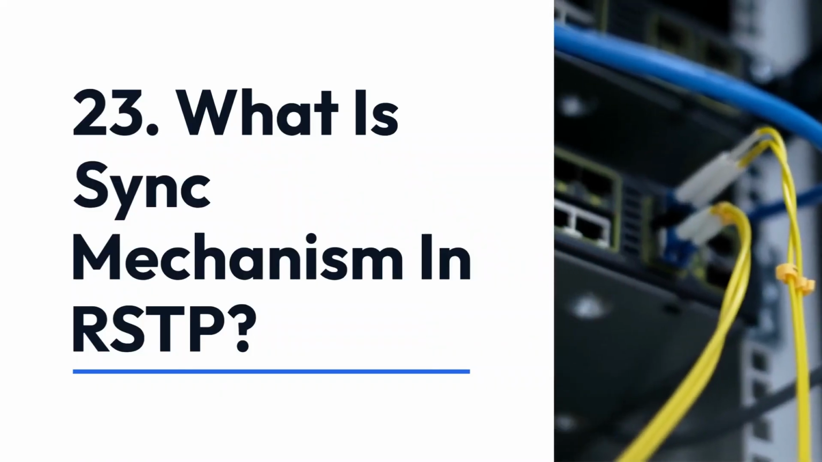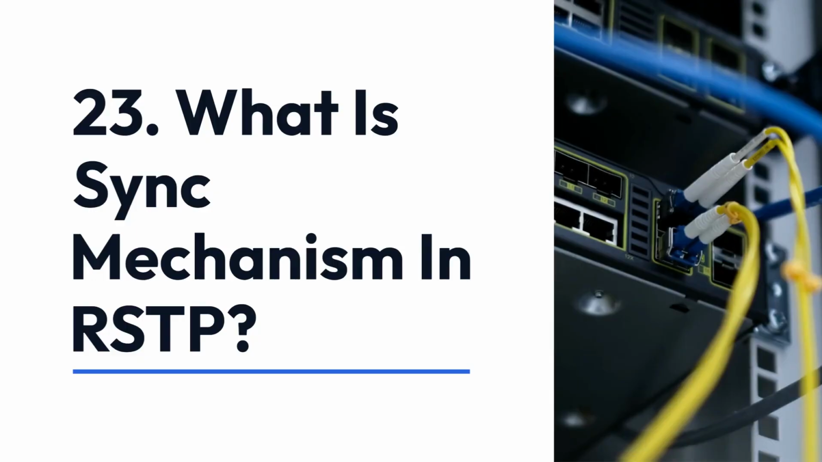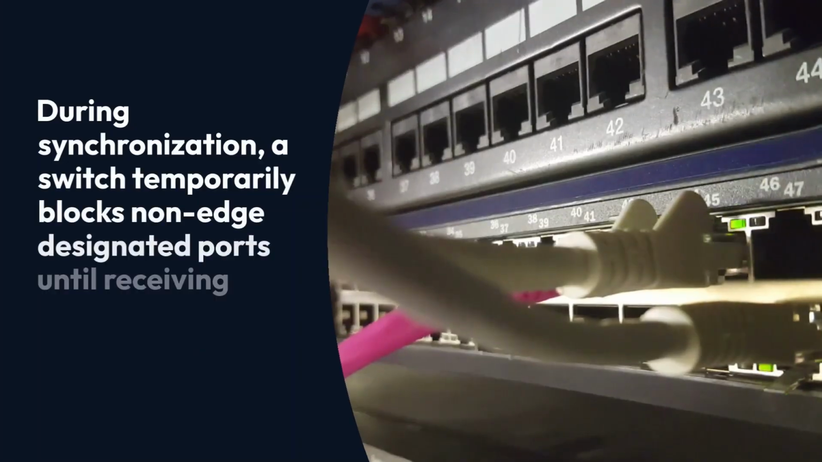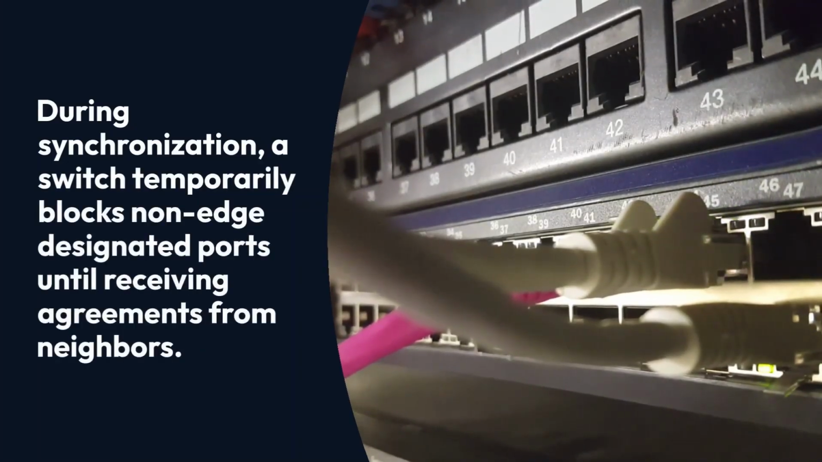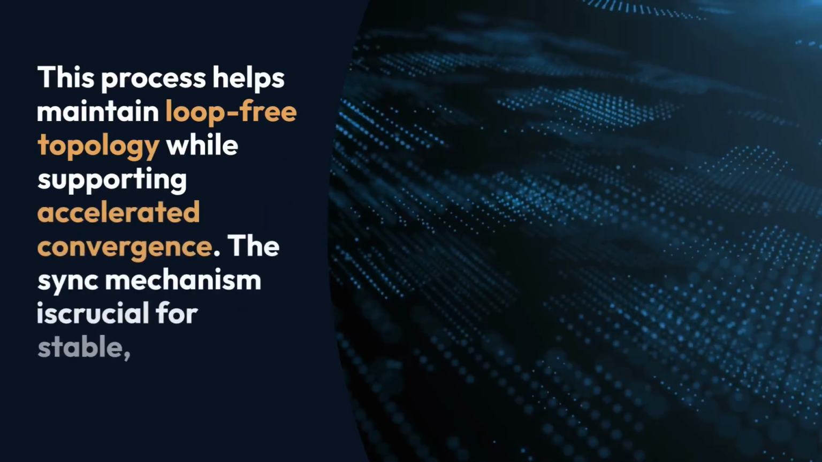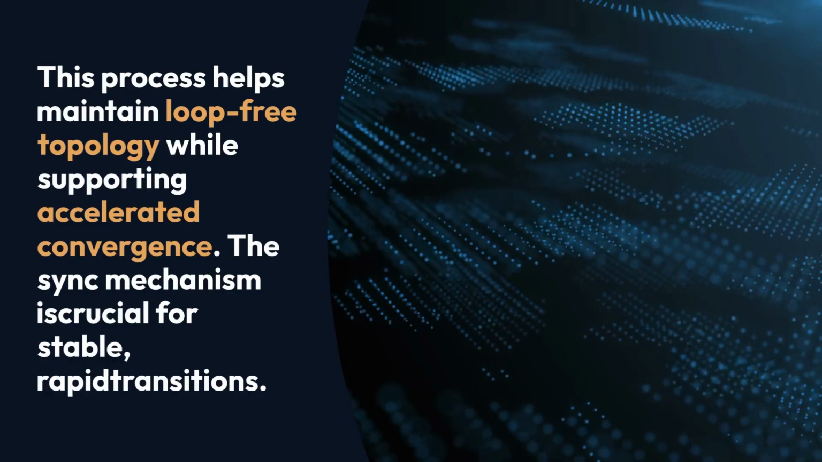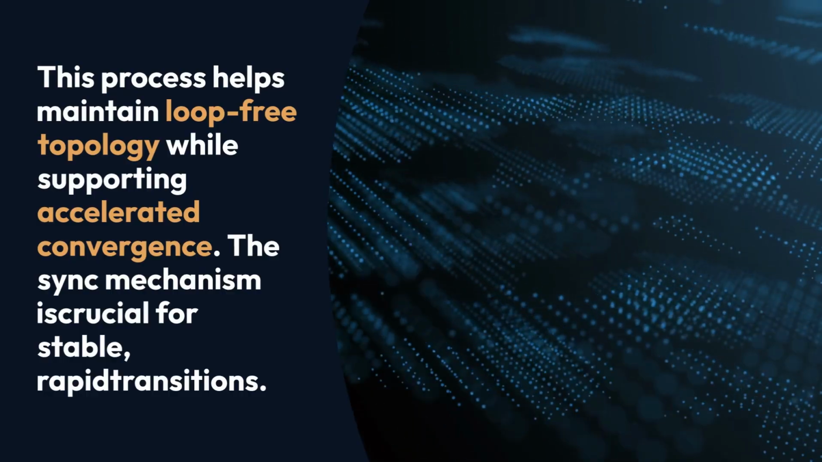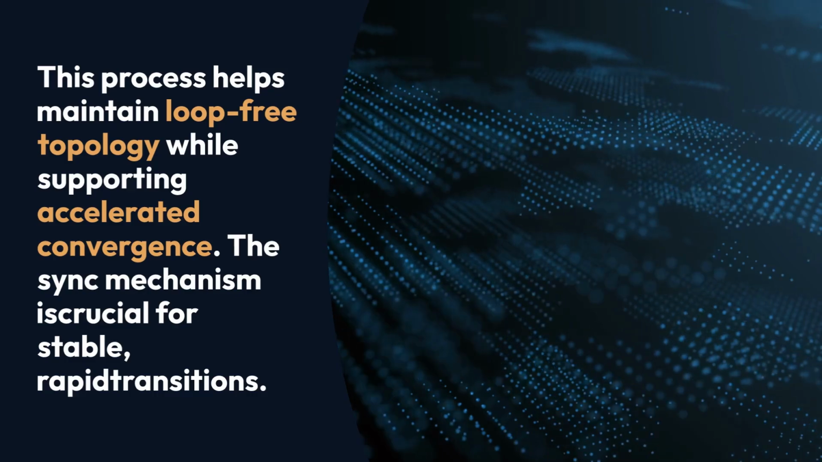23. What is the sync mechanism in RSTP? The sync mechanism ensures that a switch only transitions ports into forwarding when it is confident no loops will form. During synchronization, a switch temporarily blocks non-edge designated ports until receiving agreements from neighbors. This process helps maintain a loop-free topology while supporting accelerated convergence. The sync mechanism is crucial for stable, rapid transitions.